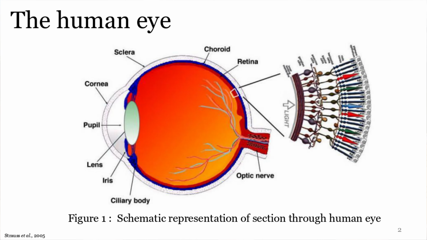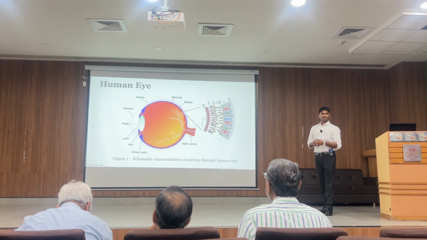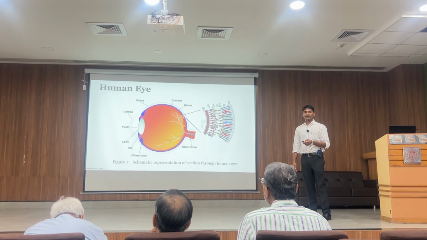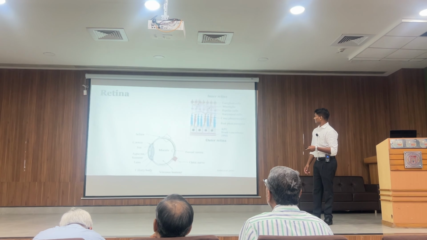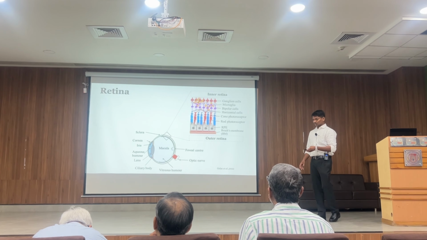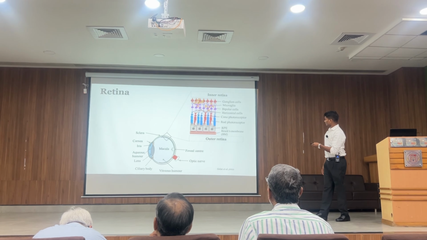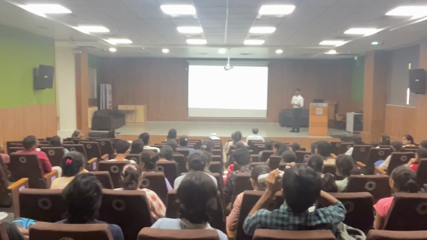When we talk about the structure of the human eye, briefly it is composed of cornea, lens and retina. The retina is a very complex structure. For this particular study, we have focused on retinal pigment epithelial cells, which are located between photoreceptors, rods and cones, and Bruch's membrane.